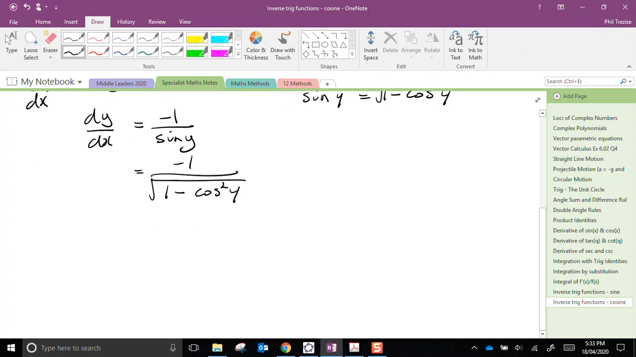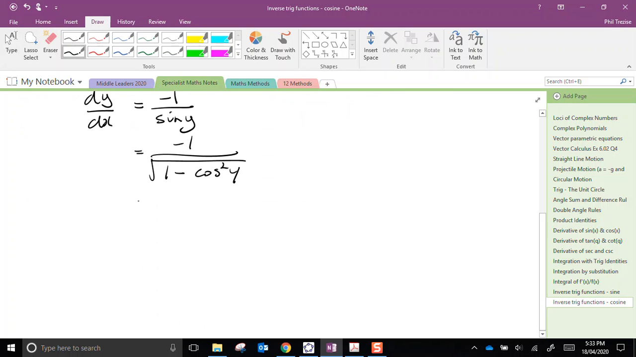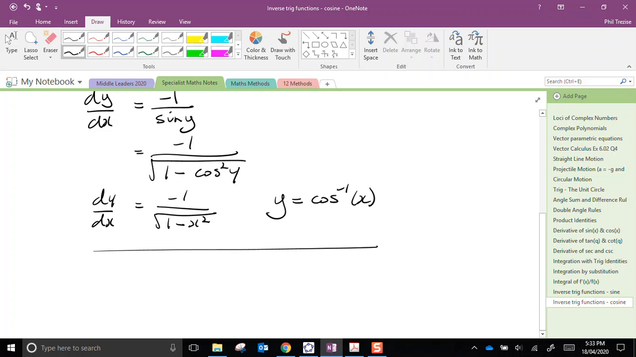cosine squared y. Let's go back and find out what cosine of y was. Cosine of y was x. So here we have -1 over the square root of 1 minus x squared. That is dy/dx when we started with the function y equals the inverse cosine of x. And that should be just about enough for this instalment of the lesson on derivatives of inverse trigonometric functions. See you next time.